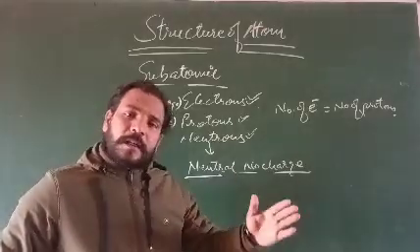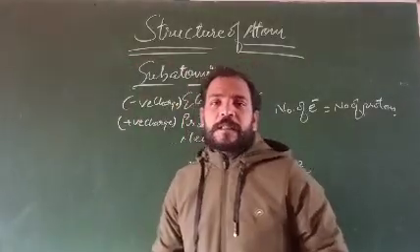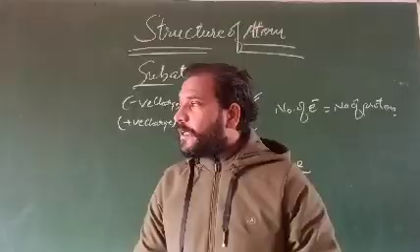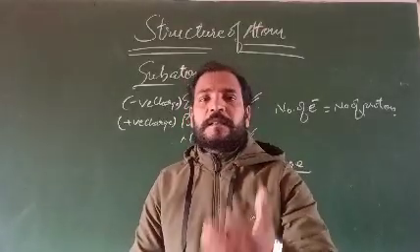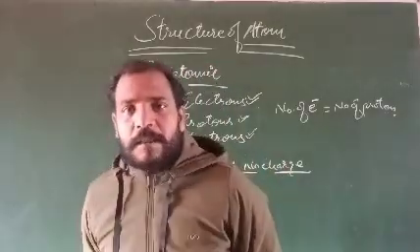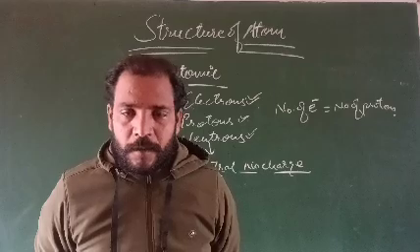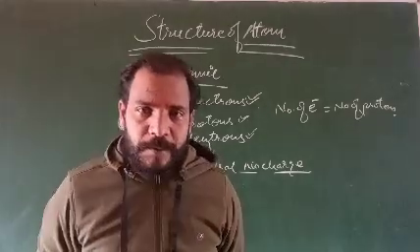In our previous class we discussed that an atom or group of atoms which has a charge is not considered an atom. If an atom has a charge, it becomes an ion. There are two types of ions, positive ions and negative ions. All these things we discussed earlier in our previous chapter.